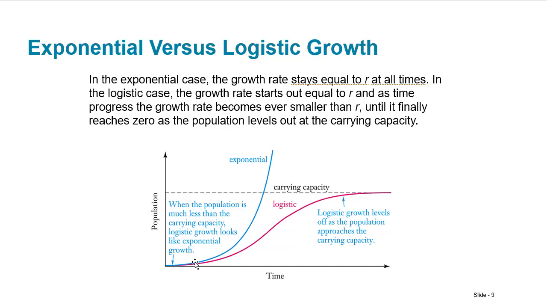Whereas the logistic growth rate grows fast in the beginning and then it levels off. This becomes a logistic curve, which is basically like a flattened-off curve as it approaches the carrying capacity.